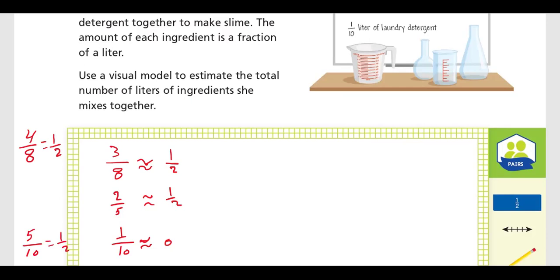So if we add them, it will be half plus half, 1 over 2 plus 1 over 2, equal to the same denominator. Write one of them. 1 plus 1 is 2. So 2 over 2 is 1. So the answer is 1 liter. So the estimate is 1 liter.